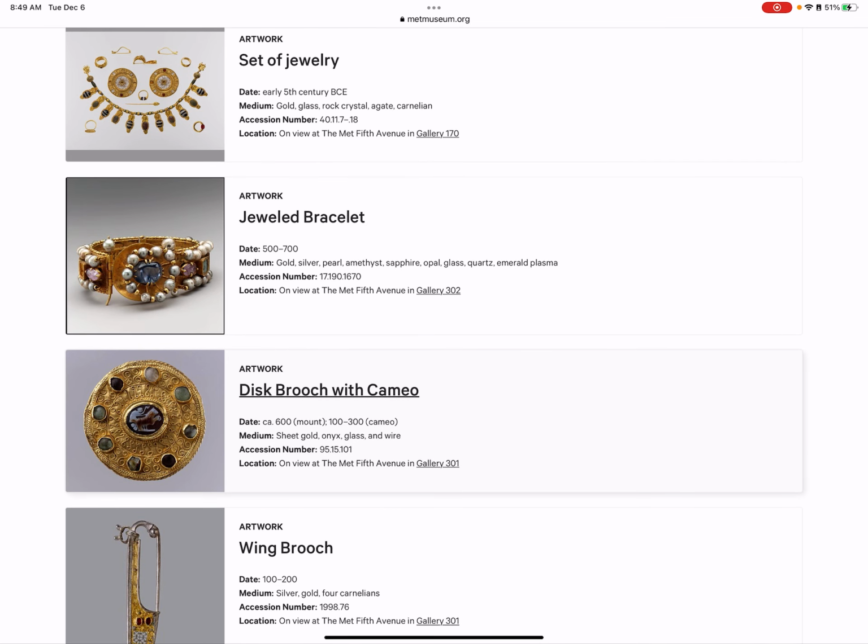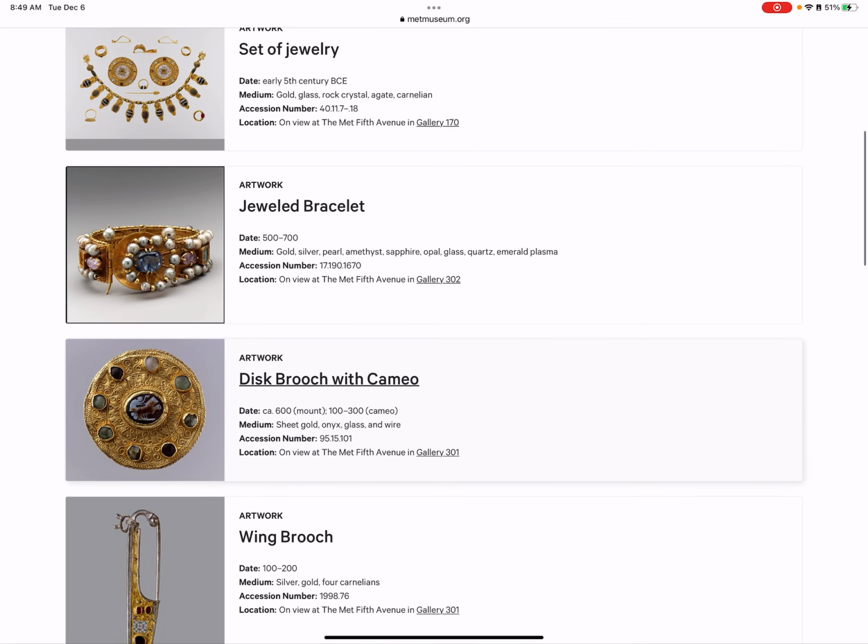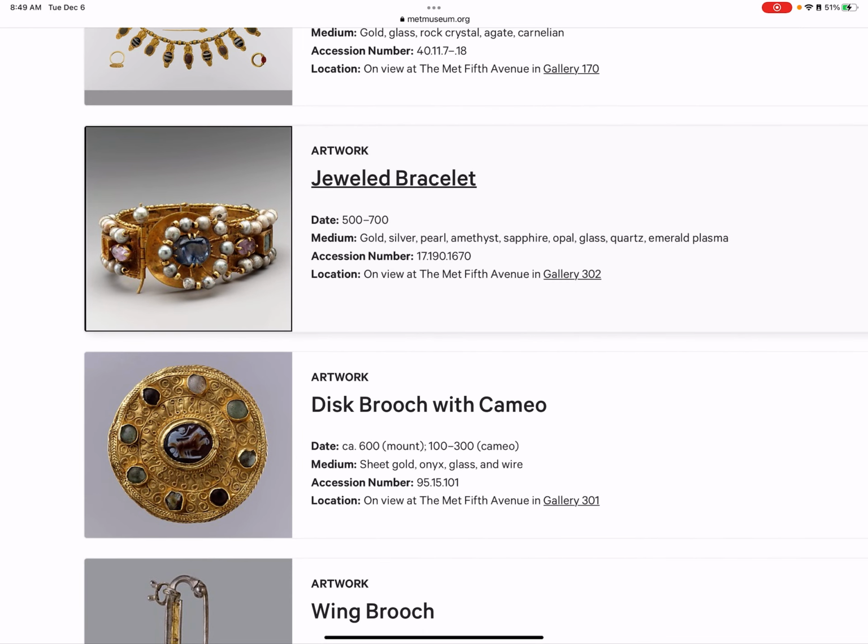Yeah, so if you see, look at the jeweled bracelet. Are those all pearls? If you look, usually they'll tell you what the medium is. So it's gold, silver, pearl, amethyst, sapphire, opal, glass. They were really good at using glass, by the way. Glass jewelry, if you were unaware, could look like a gem. They just shined it up real nice. Inside, quartz and emerald plasma.